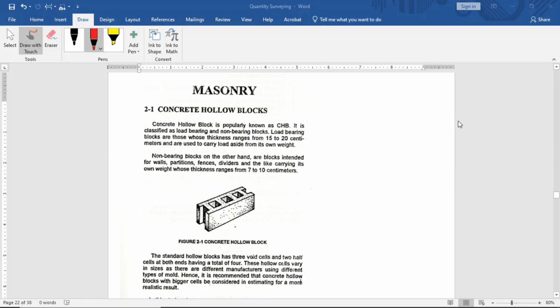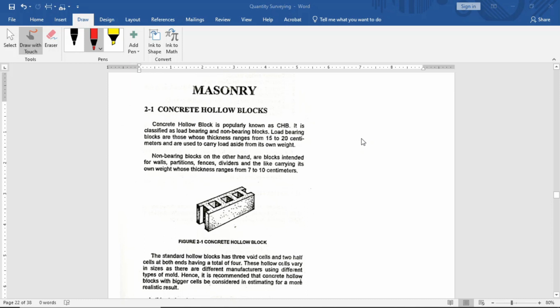Hello guys, so last time we discussed concrete. This time we will discuss masonry. Concrete hollow blocks, popularly known as CHB, or hollow blocks lang yung tawag natin.